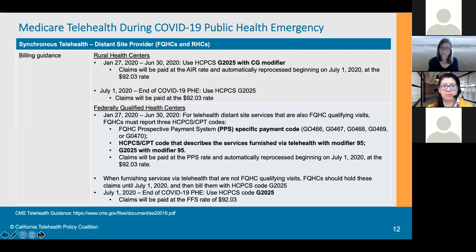And then similar to the billing process for RHCs, beginning on July 1 of 2020, FQHCs would start billing with just the one HCPCS code, G2025, and the 95 modifier is optional. Next slide, please.